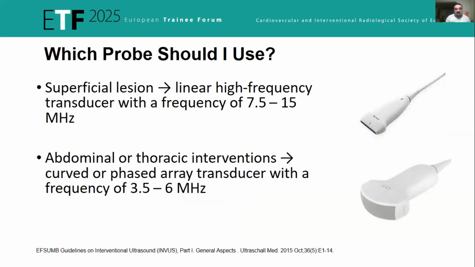So the question is, which probe should I use? For superficial lesions, a linear high-frequency transducer with a frequency of 7.5 to 15 MHz can be used. For abdominal or thoracic interventions, a curved or phased array transducer with a frequency of 3.5 to 6 MHz can be used.